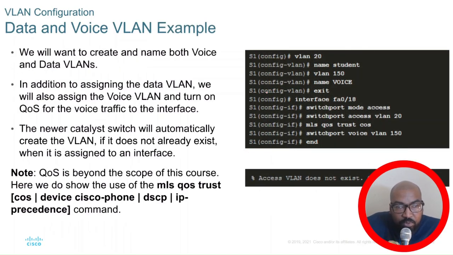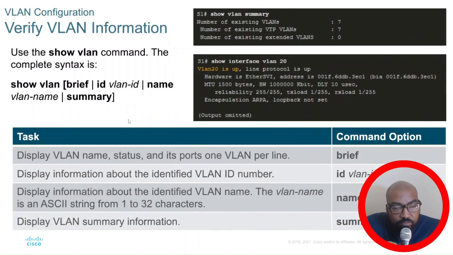So these are some examples. VLAN 20, name student, VLAN 150. So they created a VLAN called 150. They call it voice. And they exited and they went into the interface where they created it, switchport mode access to VLAN 20, and then the voice VLAN 150. And you type in show VLAN brief, show VLAN summary in this case, and this kind of gives you the breakdown of all of the information.